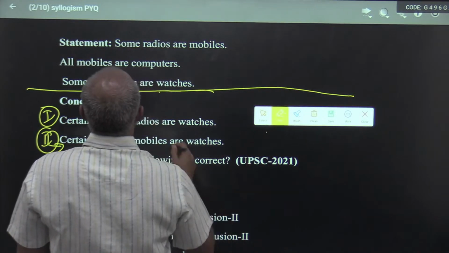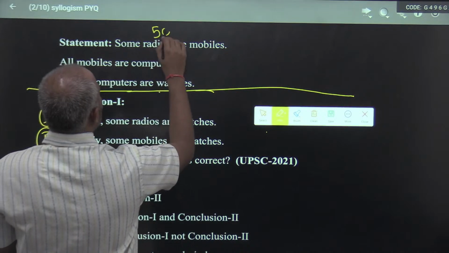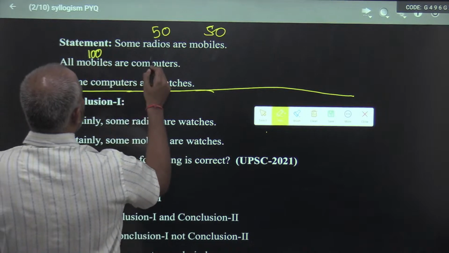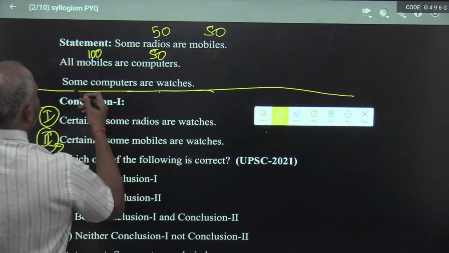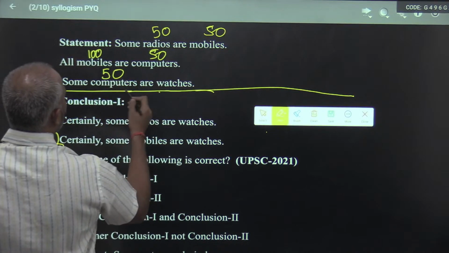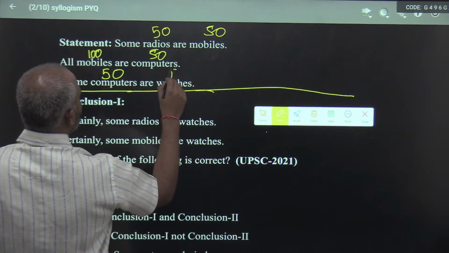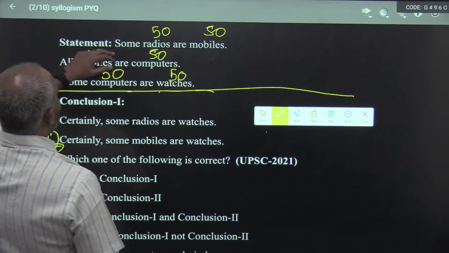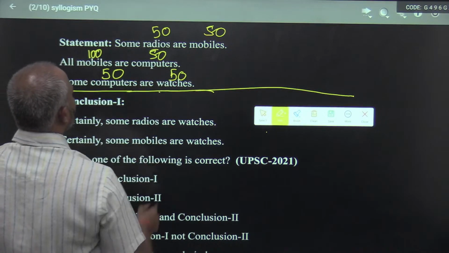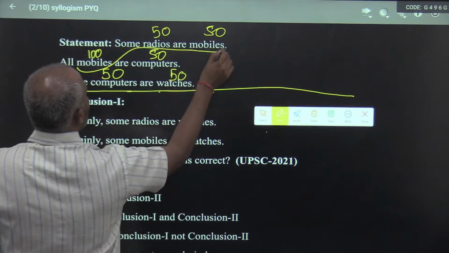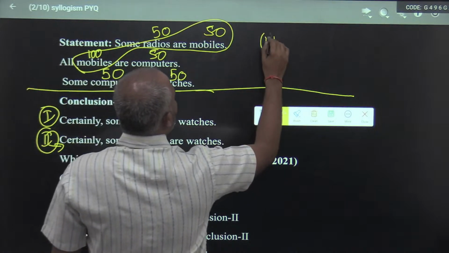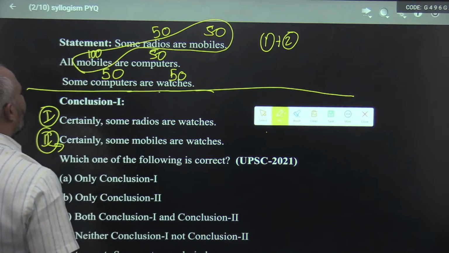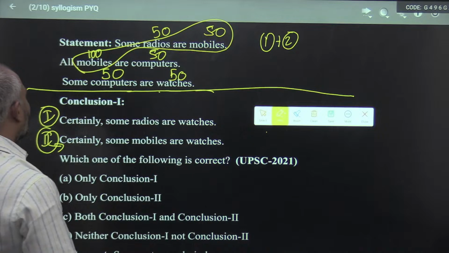Now assign the values. Some 50, positive statements 50, all 100, positive statement 50. Some particular statement 50, positive statement, this is also 50. So we need to link radios and watches. The common element between 1 and 2 is mobile. It has achieved a value of 100 at least once.